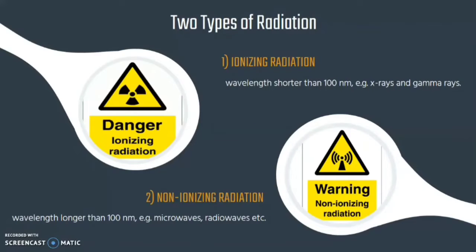Radiation is divided into two types. The first one is ionizing radiation. Ionizing radiation has a wavelength shorter than 100 nanometers, and examples of ionizing radiation are X-rays and gamma rays. The second type is non-ionizing radiation. Non-ionizing radiation has a wavelength longer than 100 nanometers. Microwaves and radio waves are examples of non-ionizing radiation.